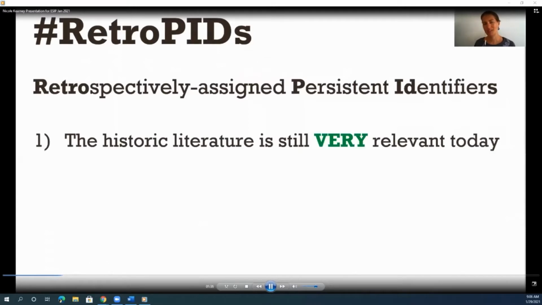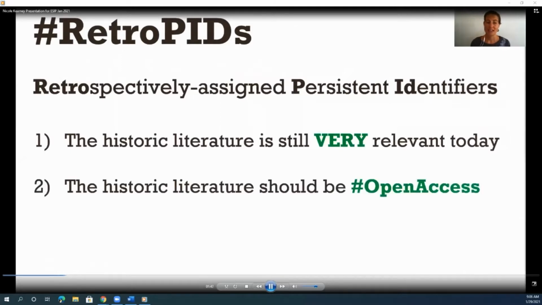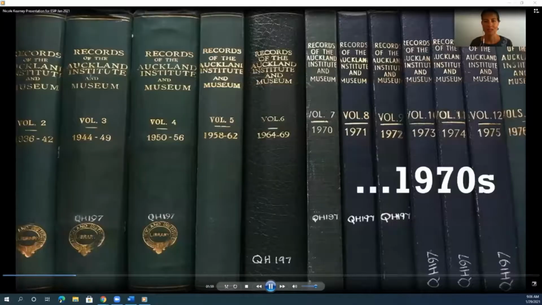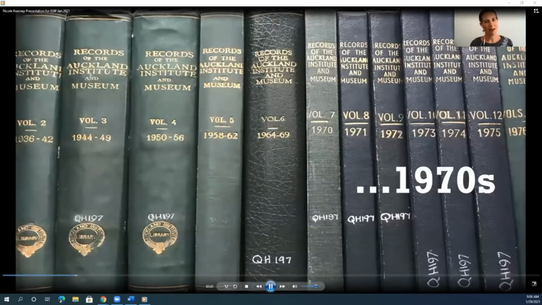In this talk, I'm hoping to convince you of three things. The first is that the historic literature is still hugely relevant today. The second is that the historic literature should be open access, particularly that historic literature that is in the public domain, out of copyright. And the third is that the historic literature desperately needs retropids, retrospectively assigned persistent identifiers. To make my argument, I'm going to take you on a journey back in time. We're not going very far to begin with, just back to the 1970s, the home of all things retro.